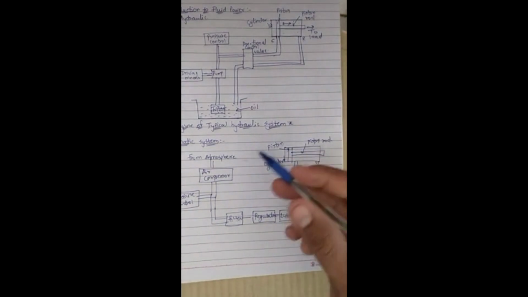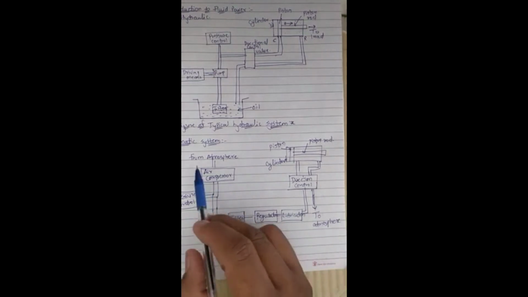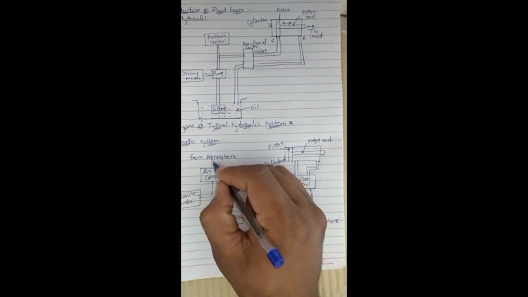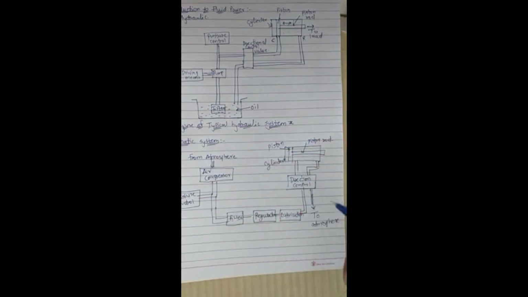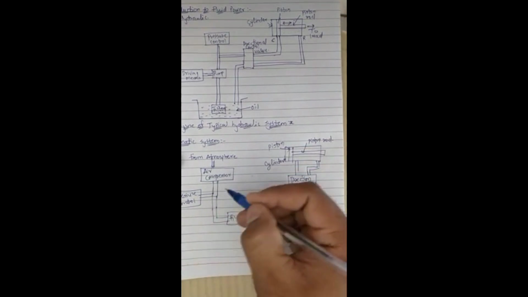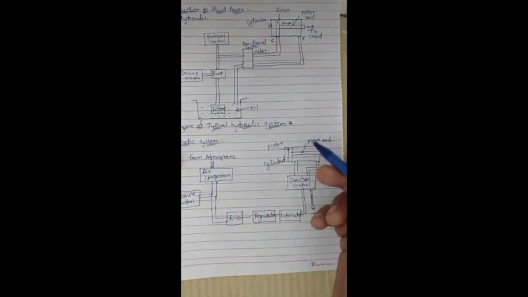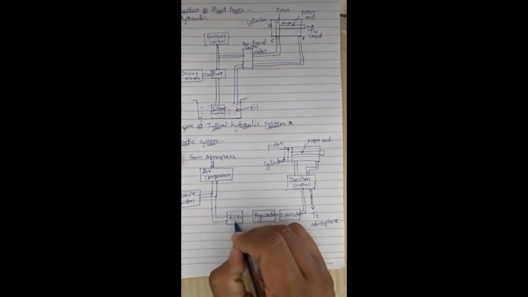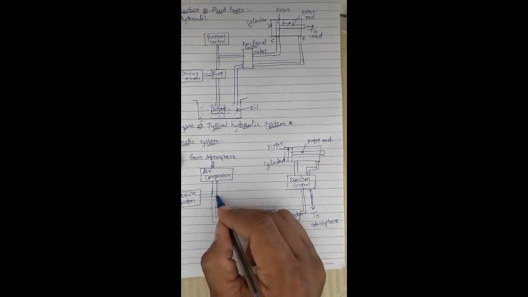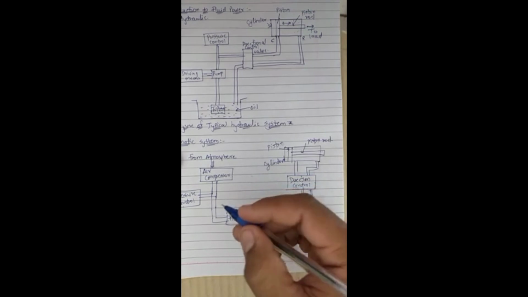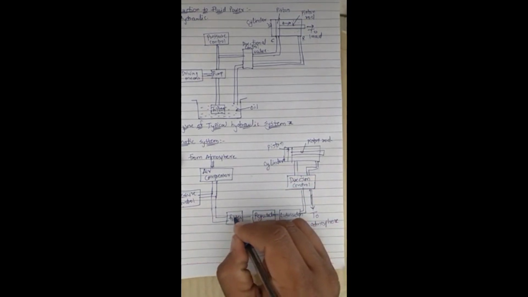Now I will explain the pneumatic system. Here is atmospheric air. Atmospheric air enters through the air compressor, which compresses the air and sends air to the system. This is a pressure control. The excess pressure in the system will be removed by the pressure control. Then there is a filter, which removes the dust particles from the air.